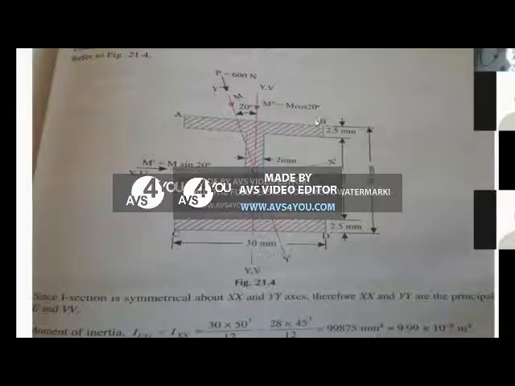So the distance of point A or B from the UU axis is 50 by 2, that is 25 millimeters, right? Similarly, when you calculate the other moment, M sin 20 is acting about the YY axis. So M sin 20 divided by IYY or IVV, into the distance of the extreme fiber from the YY axis, which is 30 by 2, that is 15. So these two you will get. That is what is written here.